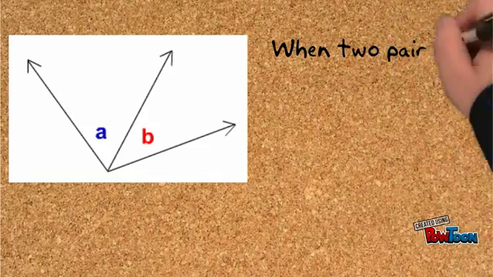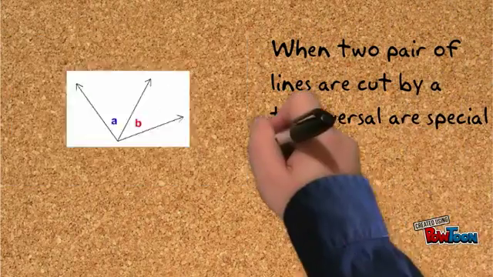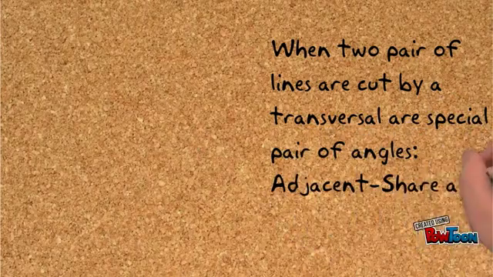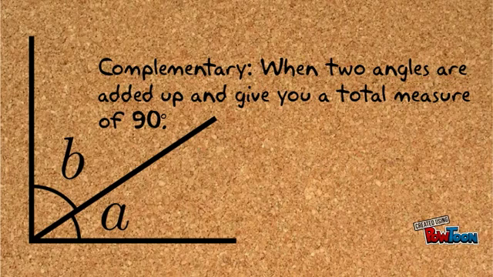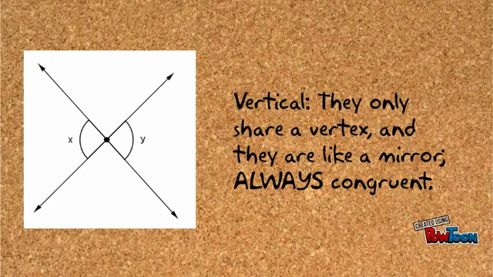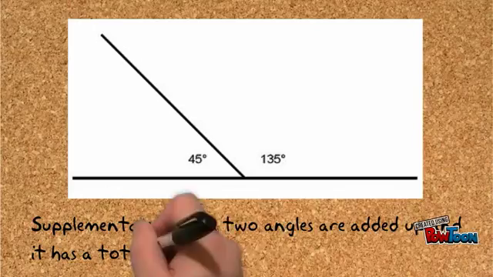When two parallel lines are cut by a transversal, special pairs of angles form. Adjacent: they share a vertex and or an arm. Complementary: when two angles are added up and give you a total measure of 90 degrees. Vertical: they only share a vertex and they are like a mirror, always congruent. Supplementary: when two angles are added up and have a total measure of 180 degrees.